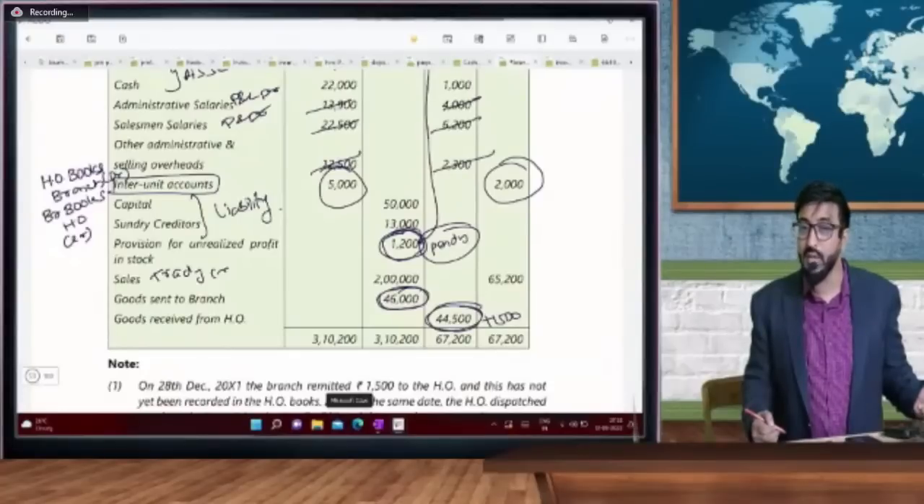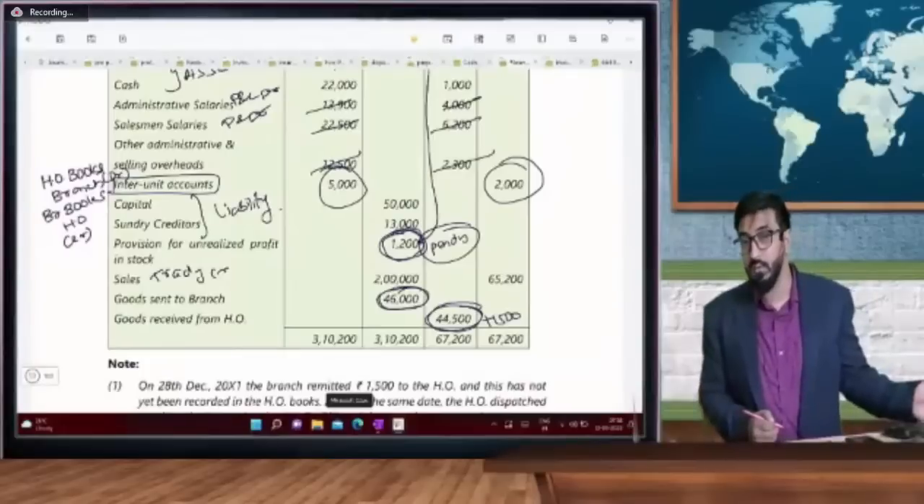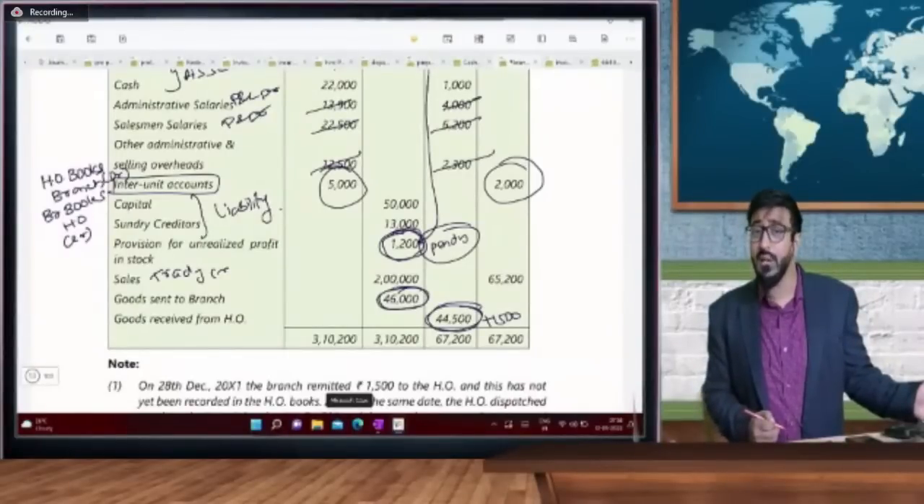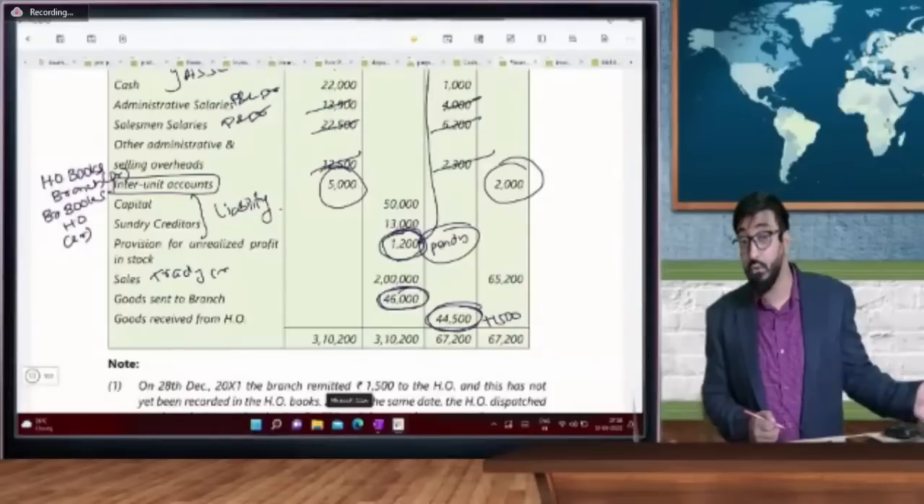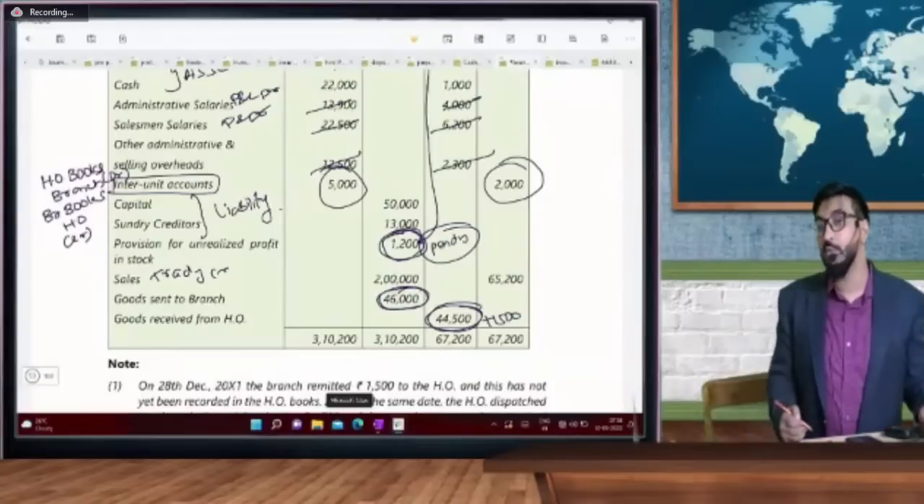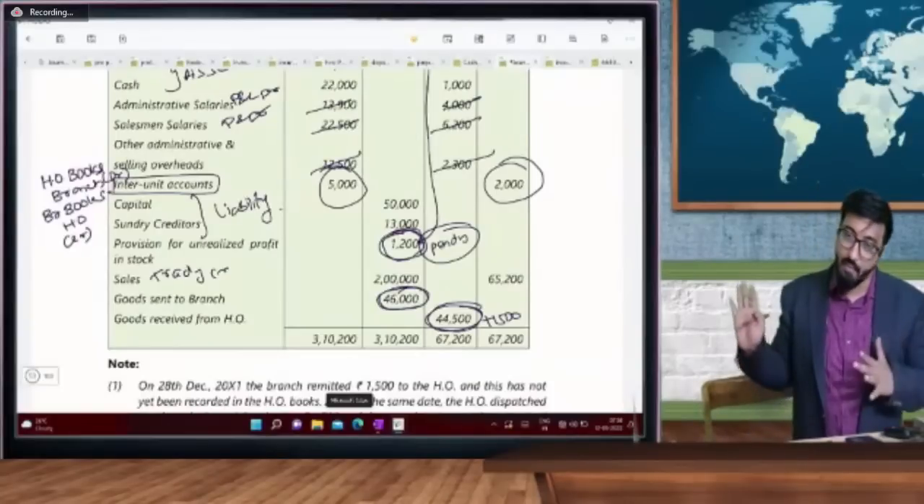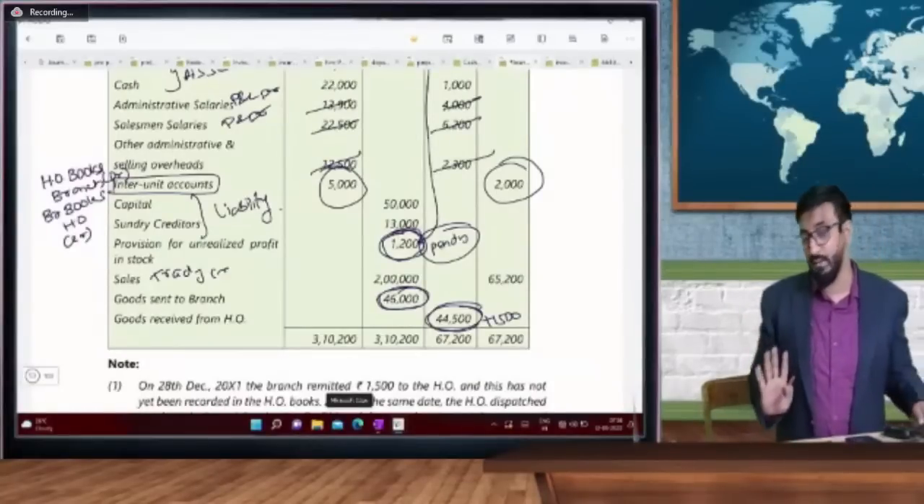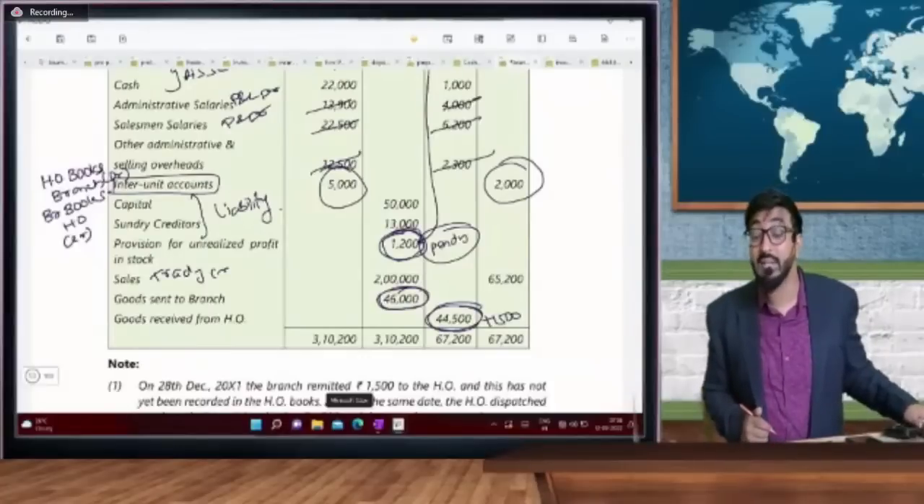Either show it on the asset side, and second effect, closing stock, you will add it. Otherwise, if you don't add it in goods sent to branch, as you are not recording goods in transit, it will be added in your goods sent to branch. Both effects are same. I'm going to explain this at the end. Now, first we will see how ICI has done this adjustment.